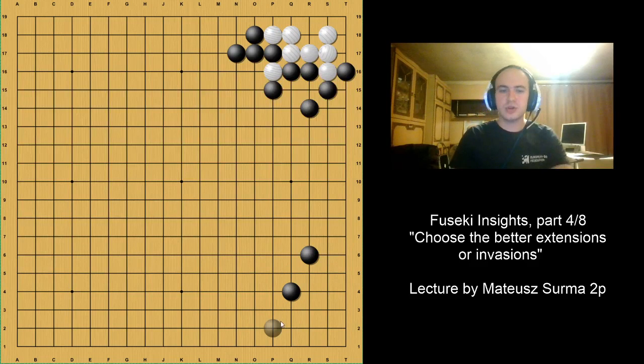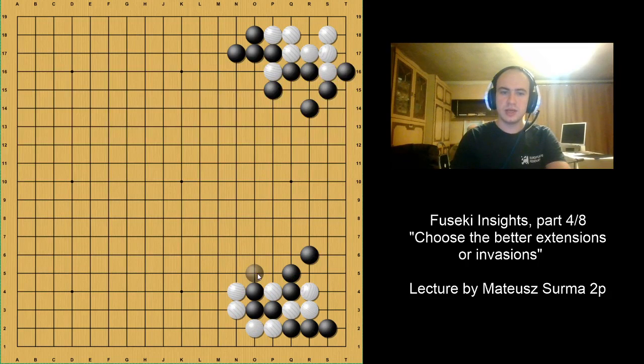Another option in this corner might be to play, for black actually, something like this, how it was in the actual game. It might also be possible to play something like this. There are quite complicated situations in that corner. It's some sequence like this. So in this situation it happens that white sacrifices a lot but gets some wall, so this is another possibility for white to play there.